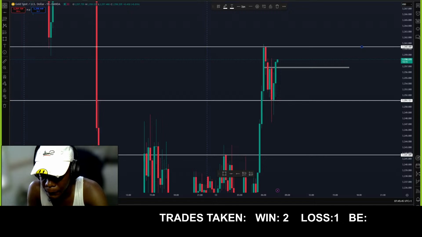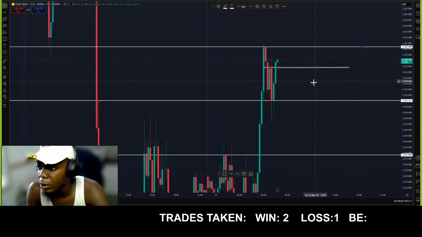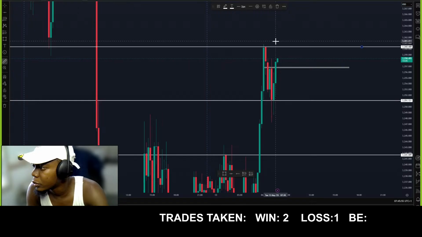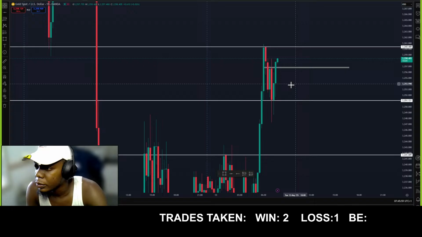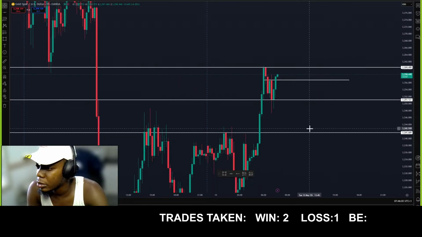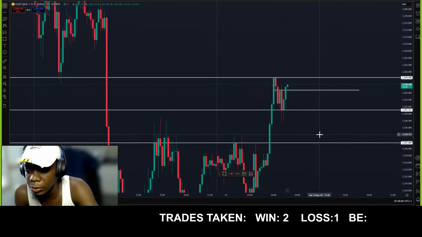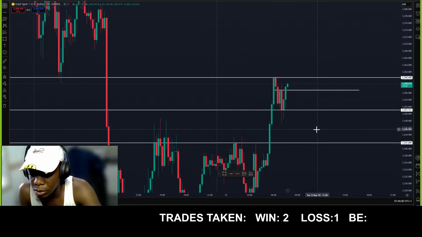So you just wait for price to break above this level. If you measure it, it is around 40 pips. That's it. I think there's nothing else for me to touch. I think I was a bit fast with the whole analysis, so there's nothing else for me to touch.